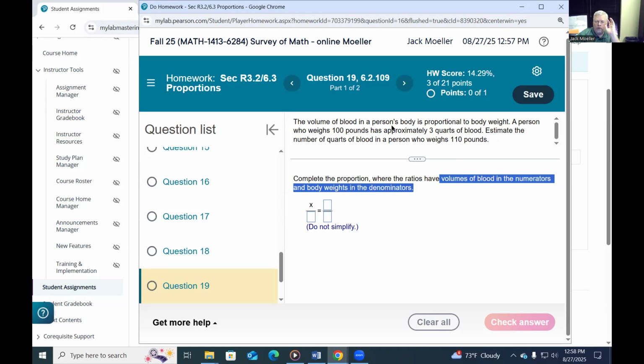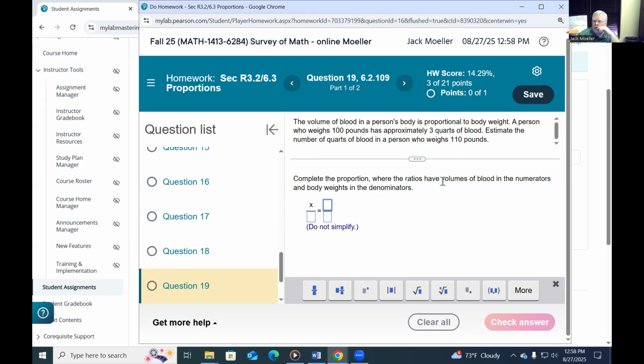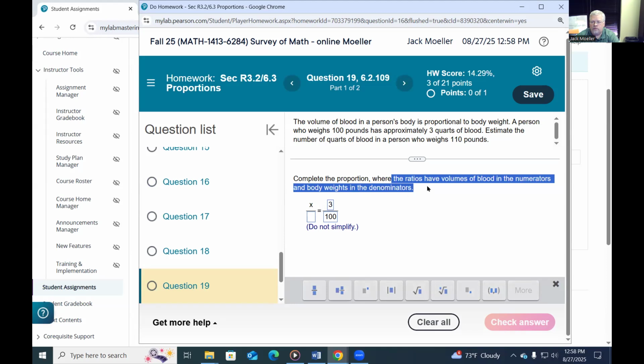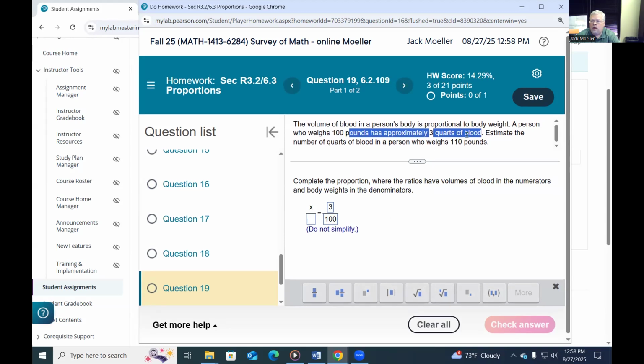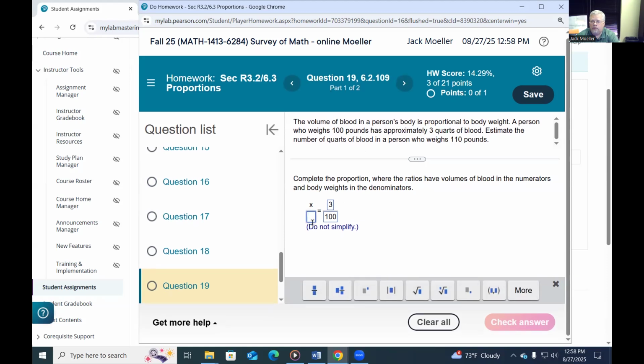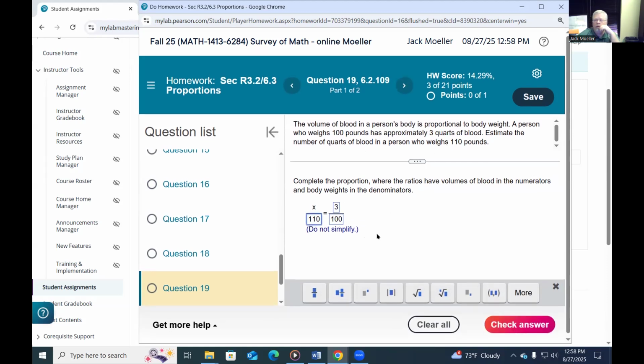Now normally we would just put 100 pounds on top, 3 quarts on bottom, but is that what they are looking for? They want the volume in the numerator and the body weight in the denominator. So in this case, because of those instructions, they're telling you they want 100 pounds in the bottom and 3 quarts in the top. So watch those instructions. They are telling us specifically what they want in the top and the bottom. Okay. And so that is for that first piece of information, 100 pounds and 3 quarts of blood. Now estimate the number of quarts of blood. We don't know the quarts of blood for a 110-pound person. So then 110 would be in the denominator.